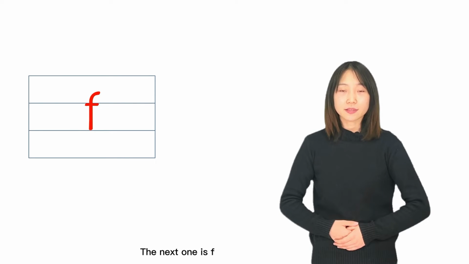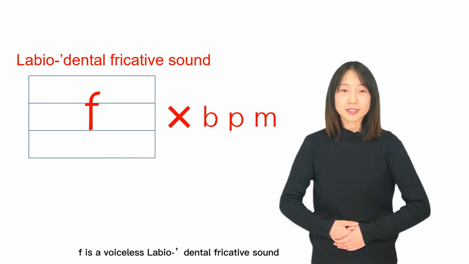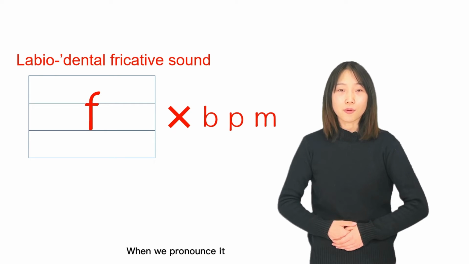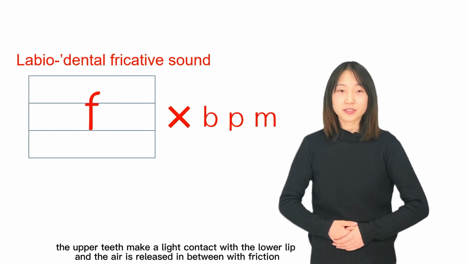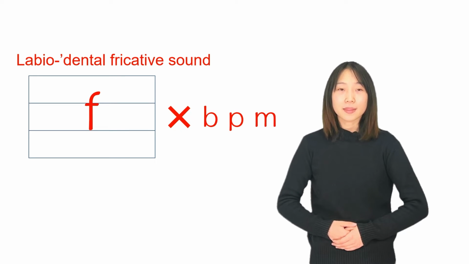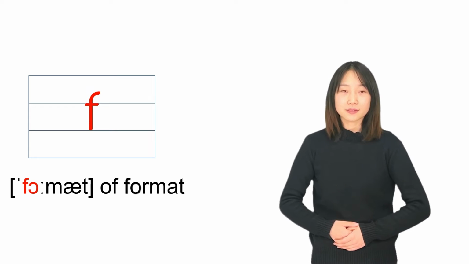The next one is fo. Different from bilabial bo, po, mo, fo is a voiceless labiodental fricative sound. When we pronounce it, the upper teeth make a light contact with the lower lip, and the air is released in between with friction. It sounds like fo of format.